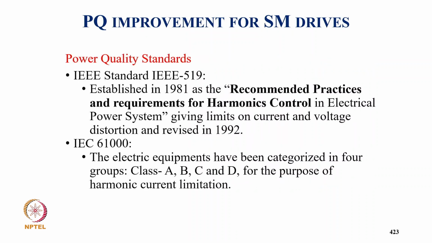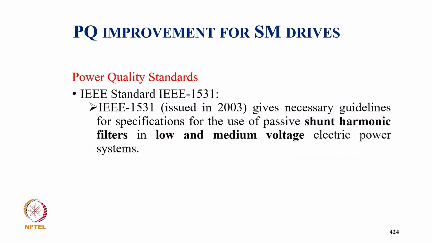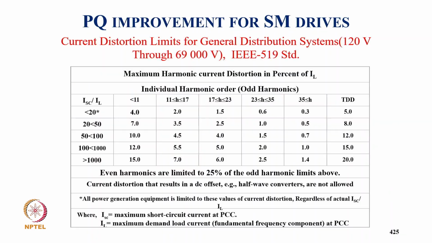Now there is a power quality standard, IEEE 519 standard, established in 1981 as a recommended practice and requirements for harmonic control in electrical power systems, giving the limits, then revised in 1992, and IEC 61000, and then further revised in 2014. IEC 61000: electrical equipment has been categorized in 4 groups, class A, B, C, D for the purpose of harmonic current limit. And another standard, IEEE 1531, issued in 2000, gives the necessary guideline for use of shunt harmonic filters for low voltage electric power systems.